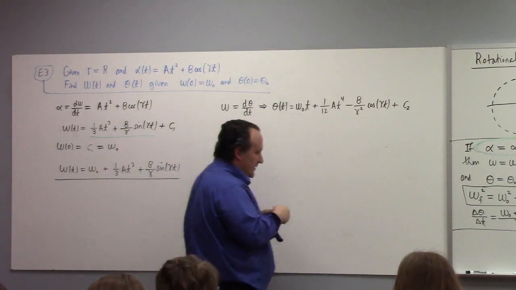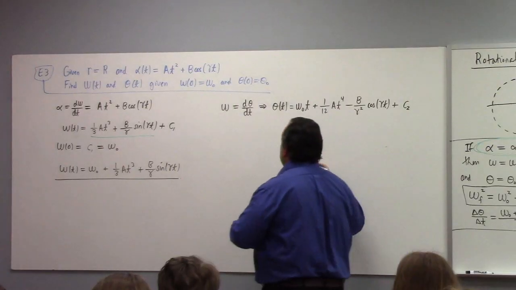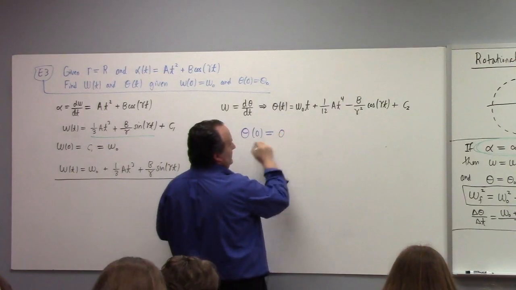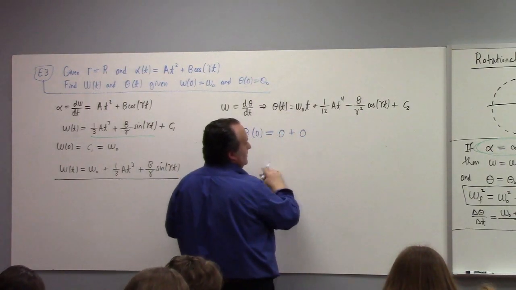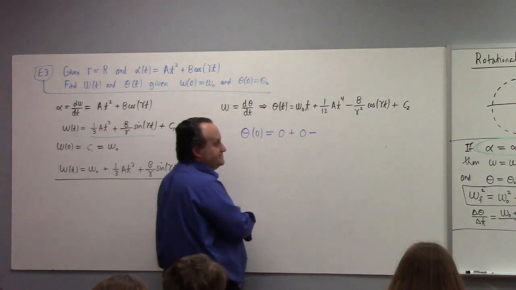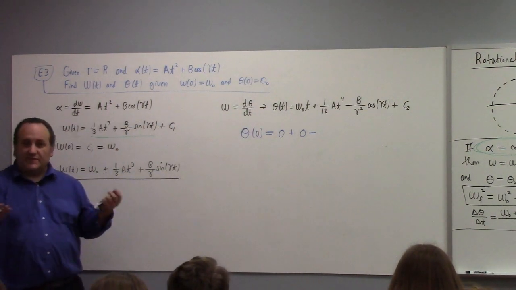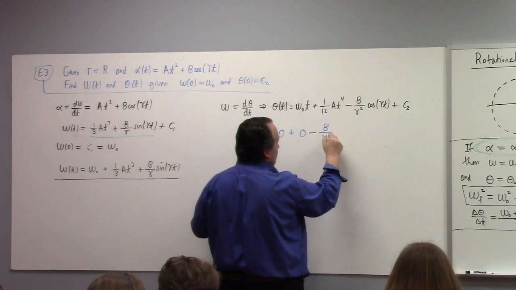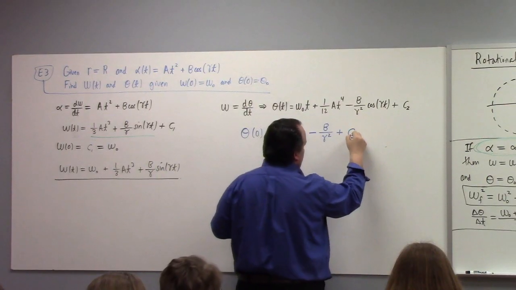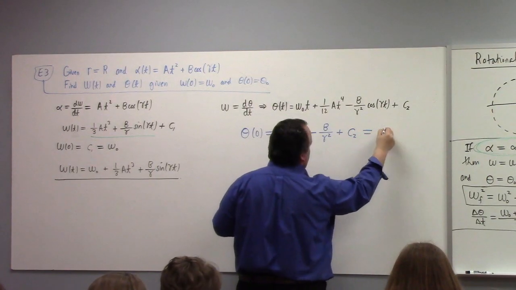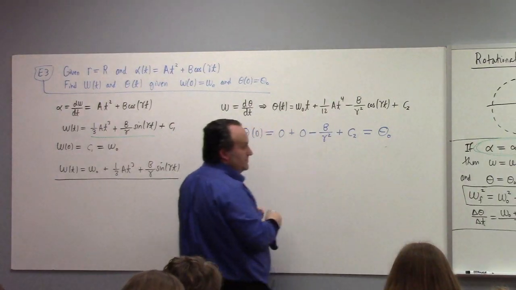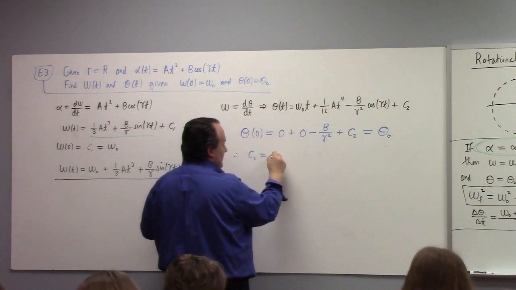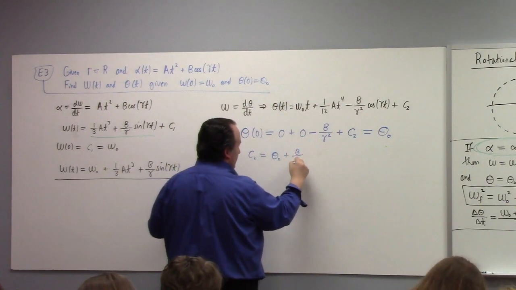If I look at theta of 0, what do I get? I'll write it out. 0 plus 0 minus what? Cosine of 0 is 1, right? So that term actually gives me minus b over gamma squared, plus c2. What is c2? Well, now we can figure it out. Because this all has to be equal to theta naught, that was given. So my c2 is apparently theta naught plus b over gamma squared.